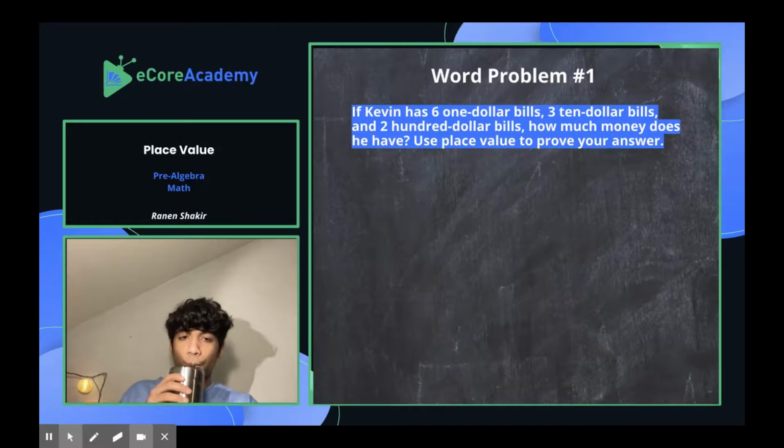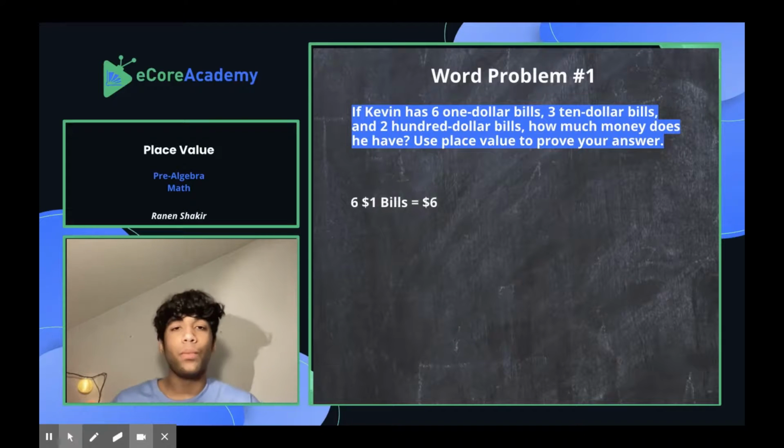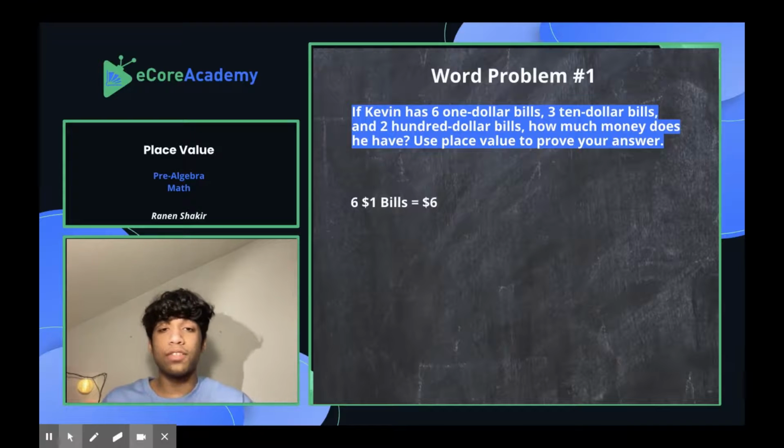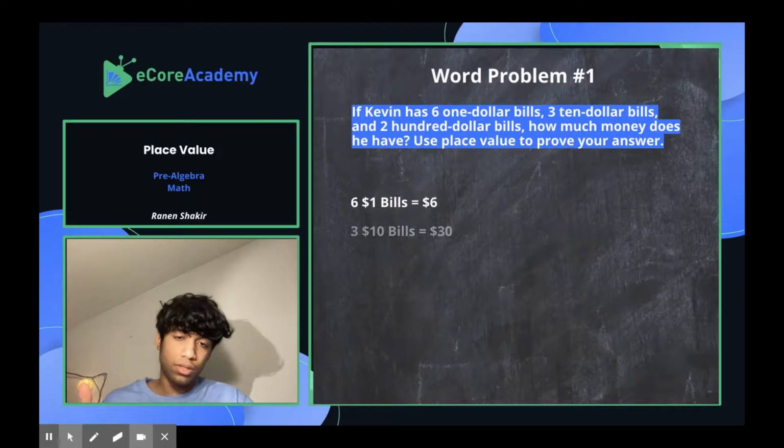So, Kevin has 6 $1 bills. We know the value of a $1 bill is just 1, which represents the ones place. So if you have 6 $1 bills, you have $6. So you have $6 worth of $1 bills, which is 6 $1 bills.